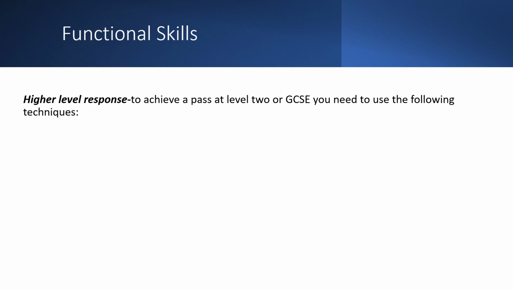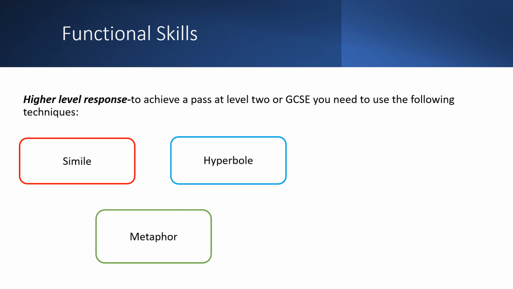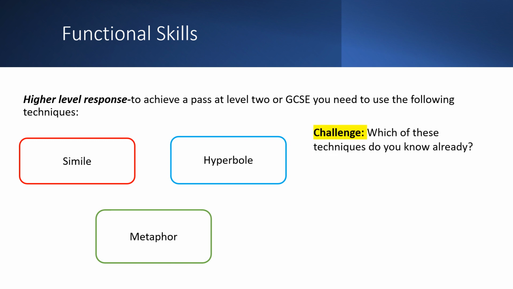High level response. To achieve a pass at Level 2 Functional Skills or GCSE, you need to use the following techniques. So you have a simile, a metaphor, and a hyperbole. Now don't worry too much if you haven't heard of these before, we will be going through these in more detail. The first thing I'd like to think about is, which of these techniques do you know already?